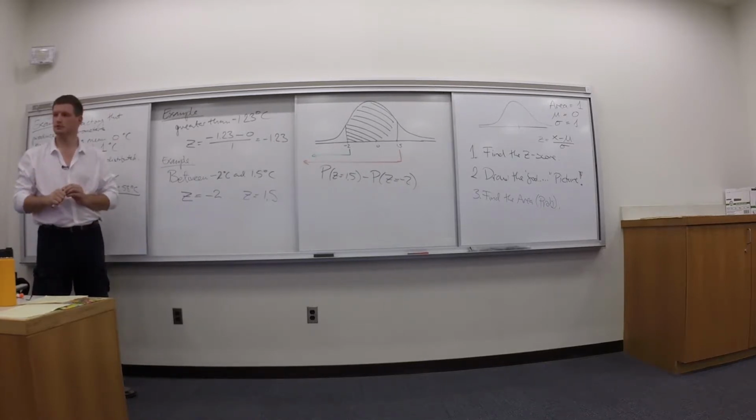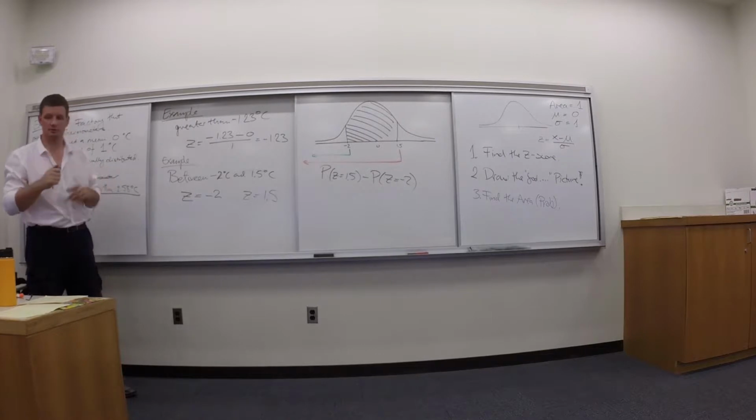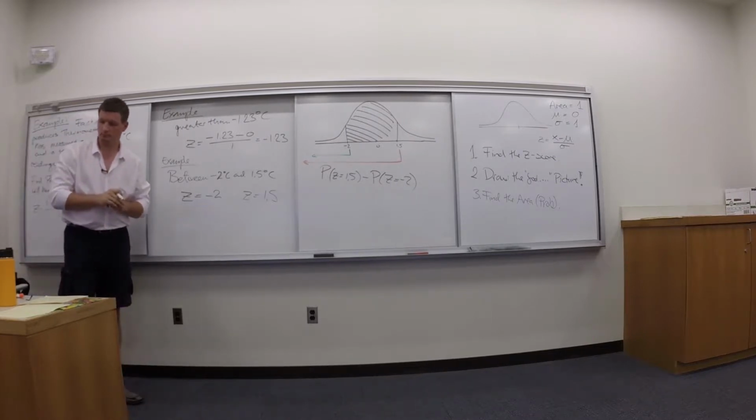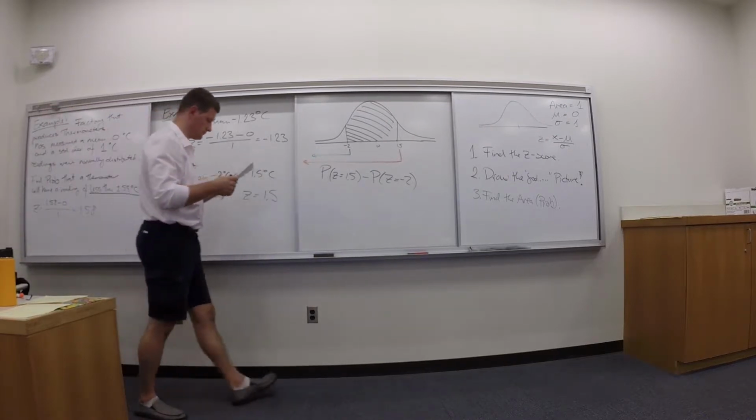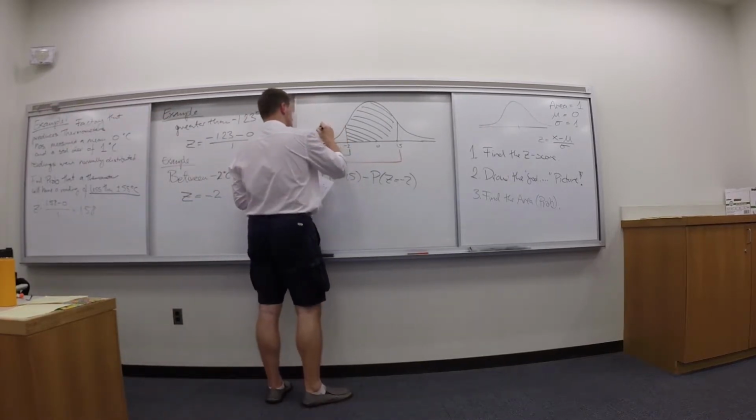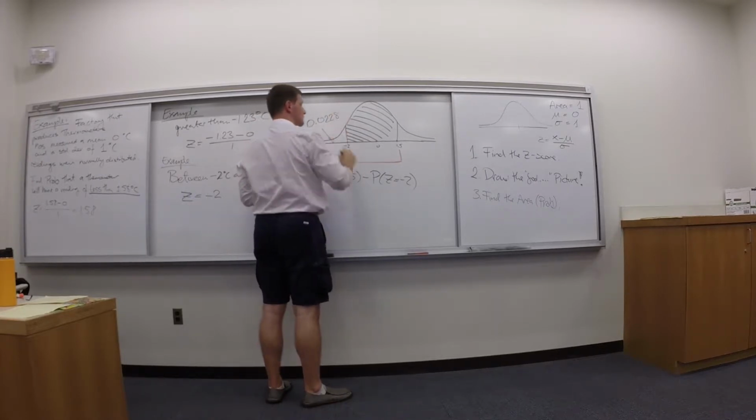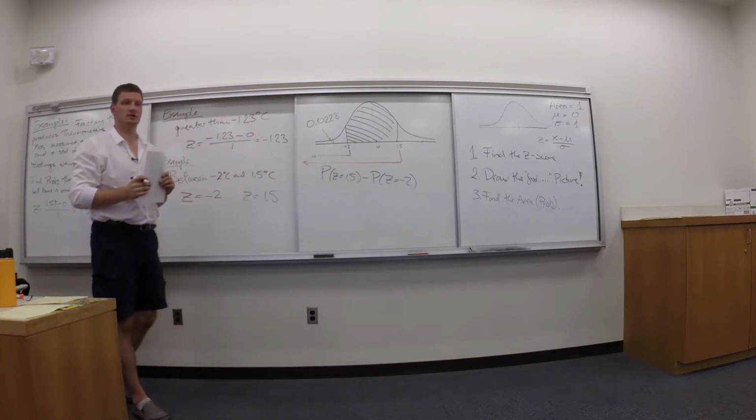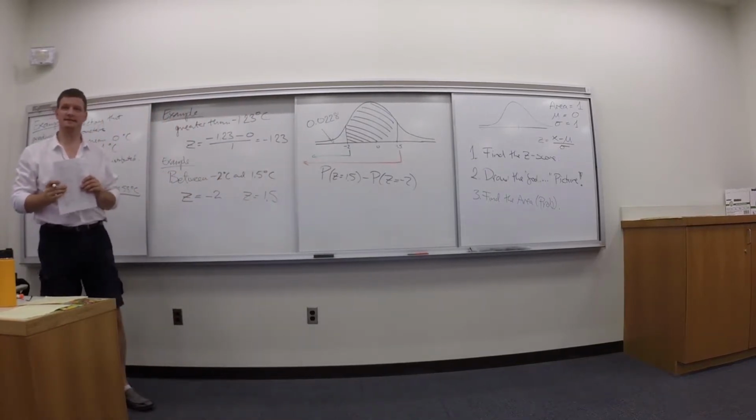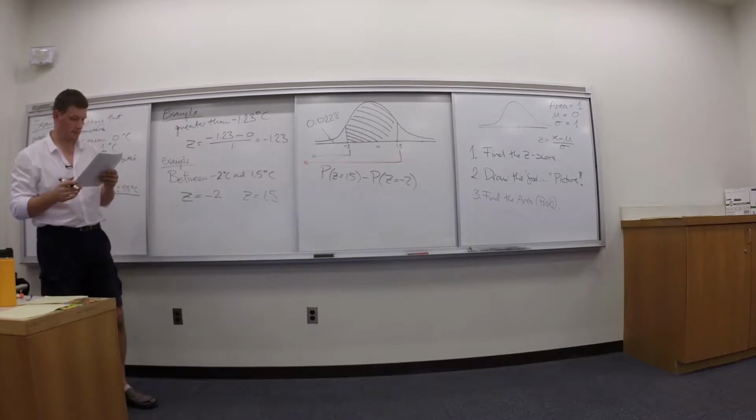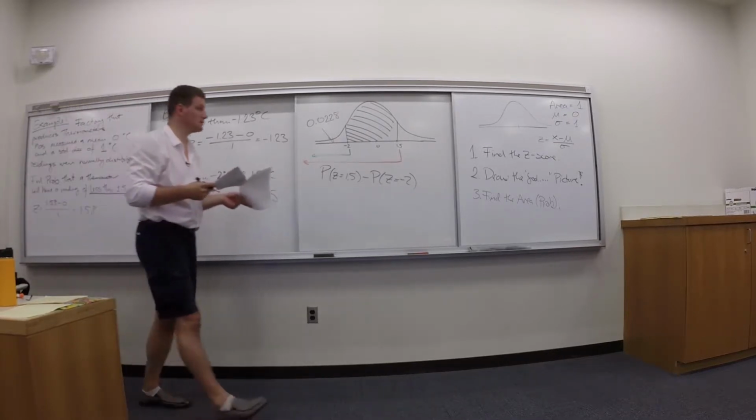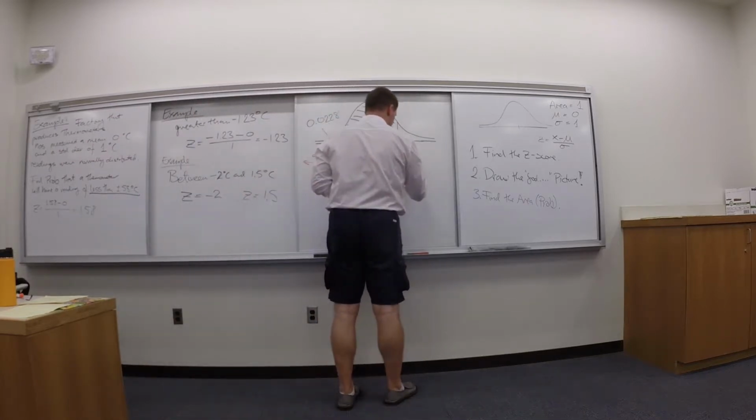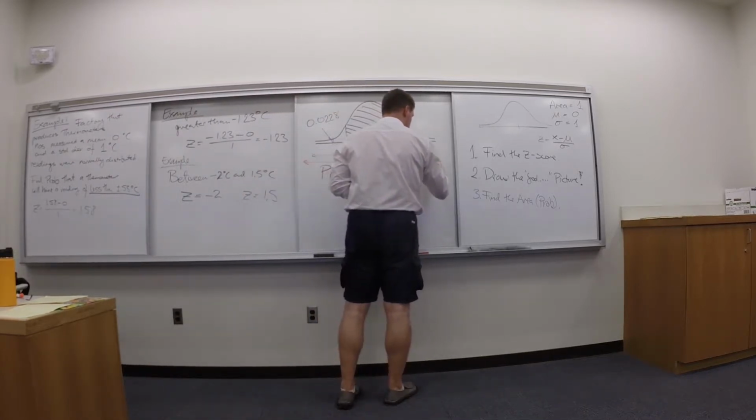Okay. So, how much is it? Negative 2. It's 0.0228. So this area right here is 0.0228. How about the probability for 1.5? 0.9332. So this one is 0.9332.